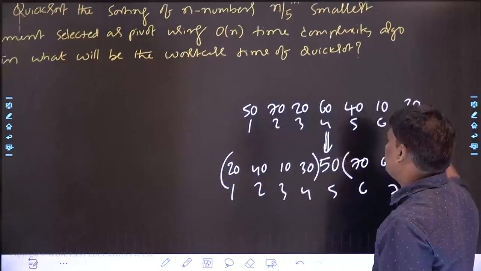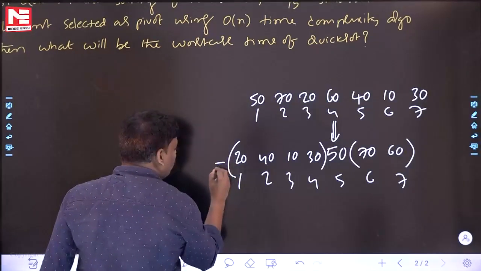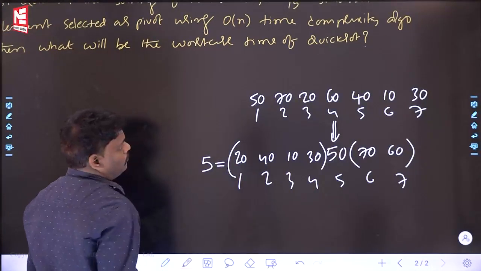Now, let me ask you one small thing. The partition algorithm will not only do that, it will also return the position where the pivot element went. Which place did the pivot element go to? 5th place. It will return 5.